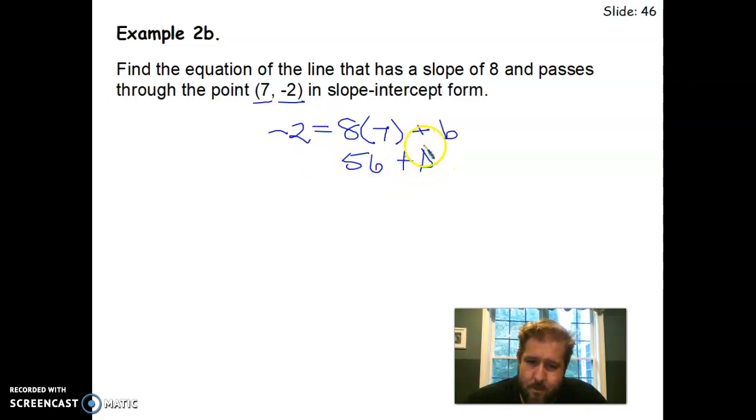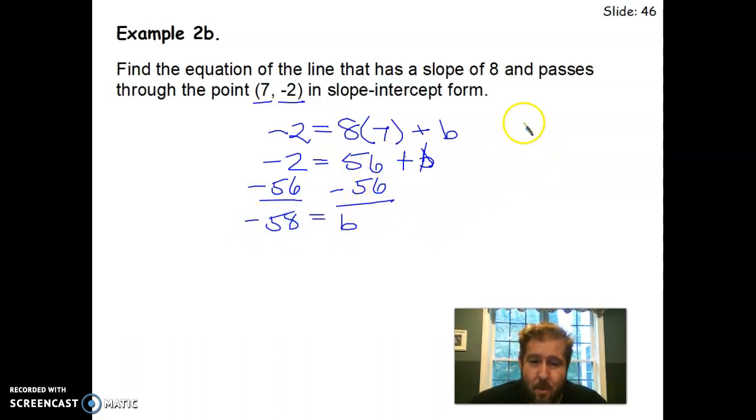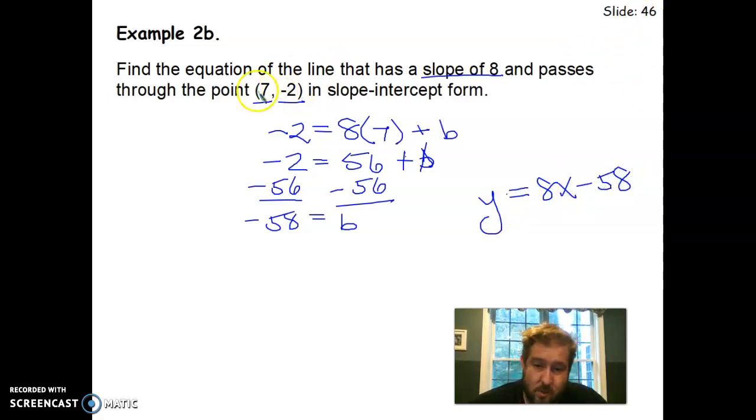Pen, here we go. That's supposed to be a B right there. Equals negative 2. And then when you subtract 56 from both sides, you end up finding out that B is negative 58. So now that we know the y-intercept, we also know the slope because they told it to us. So we know it's y equals 8x minus 58 is our equation that goes through this point with that slope.